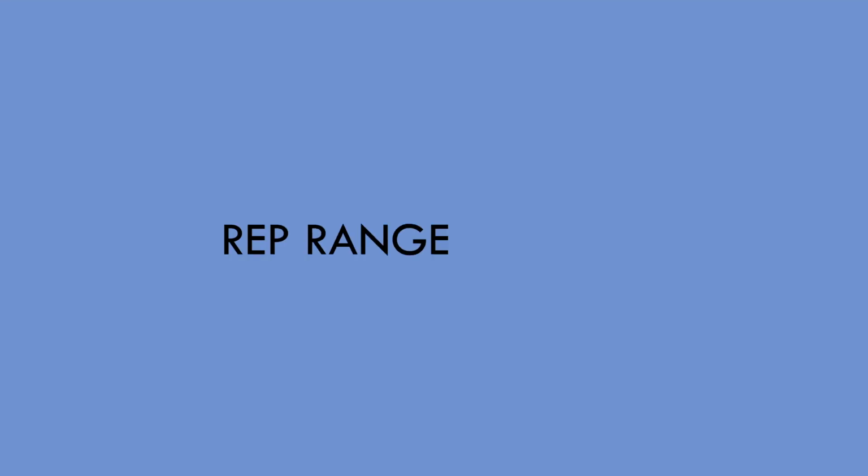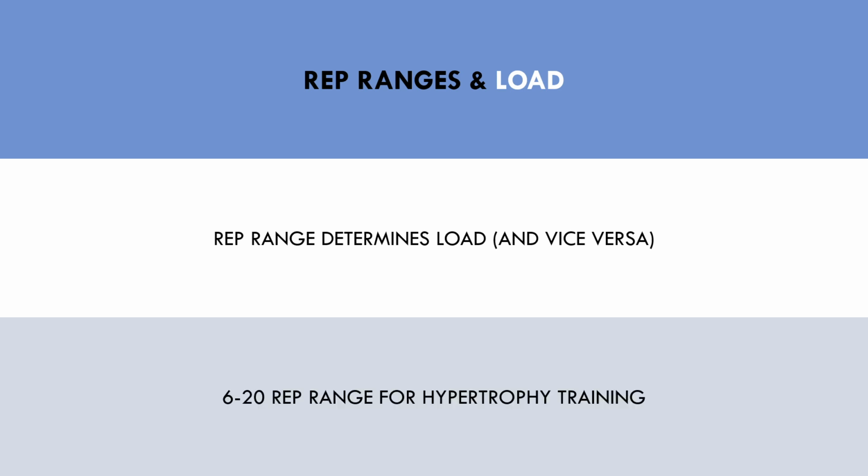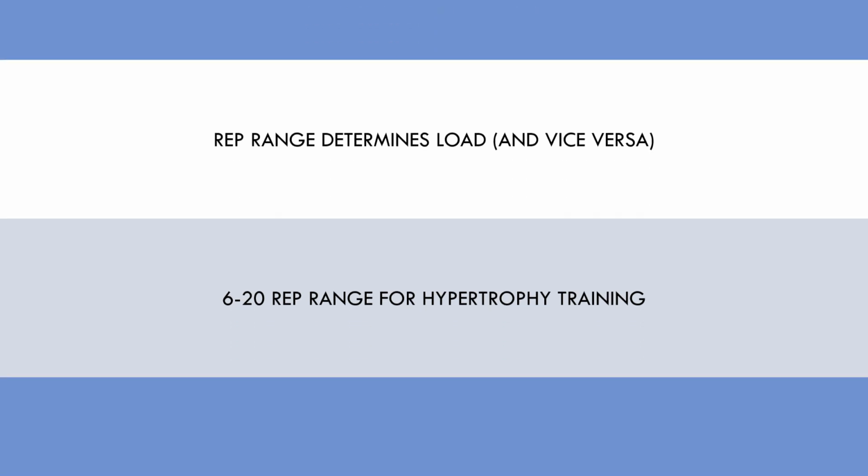Next, we have rep ranges and load. The rep range we perform an exercise in will determine the load used. So these factors are essentially two different sides of the same coin. To maximize hypertrophy adaptations, we generally want to lift somewhere in the 6 to 20 rep range. Some exercises are better suited to the lower end of this range, while other exercises are better suited to the higher end.